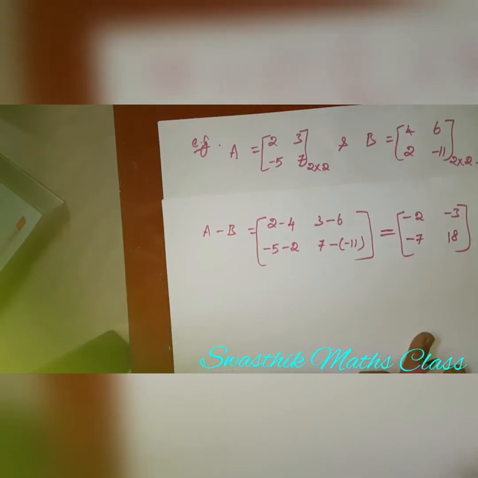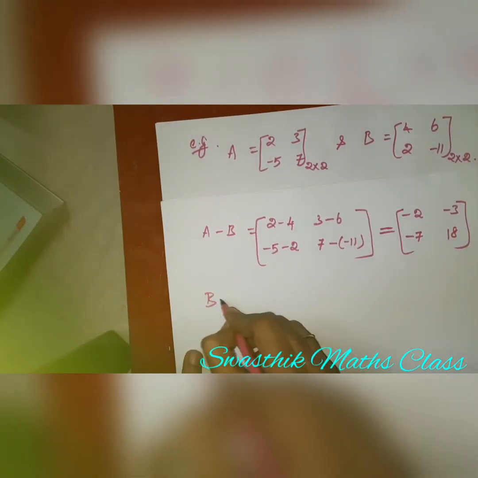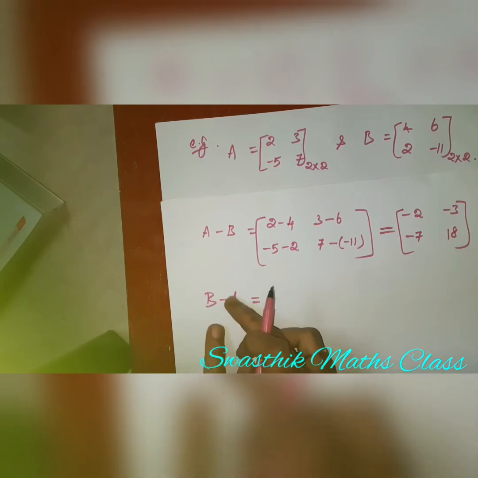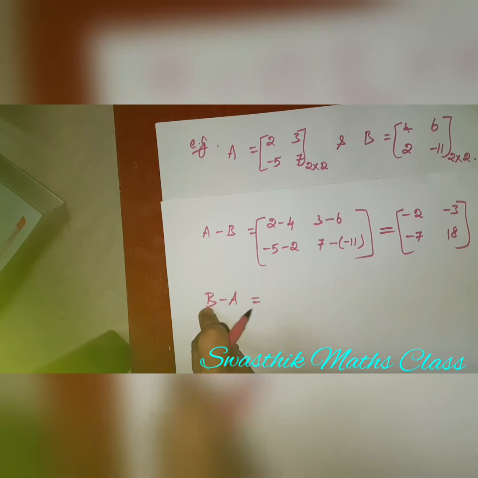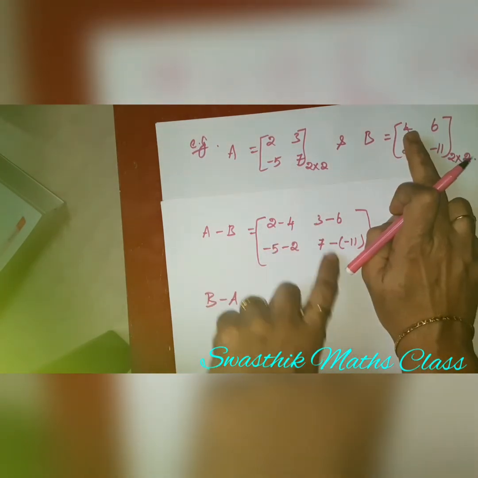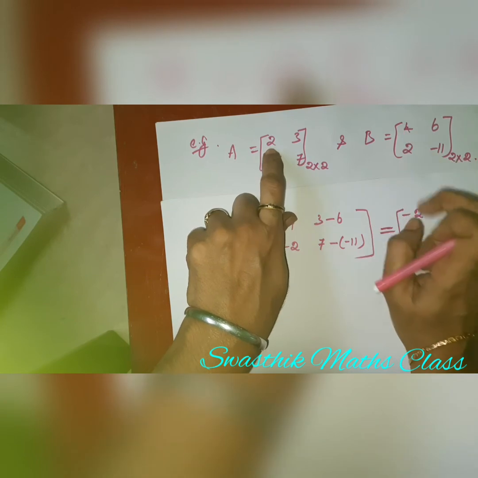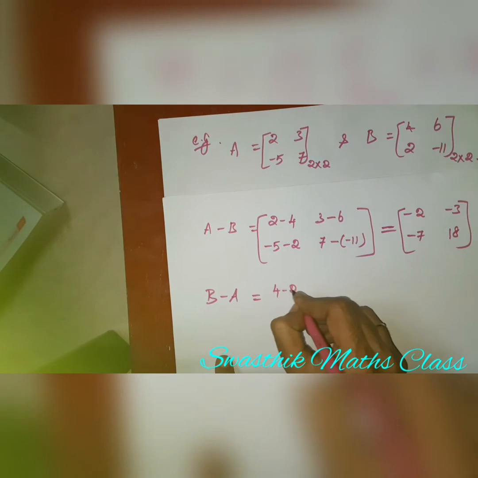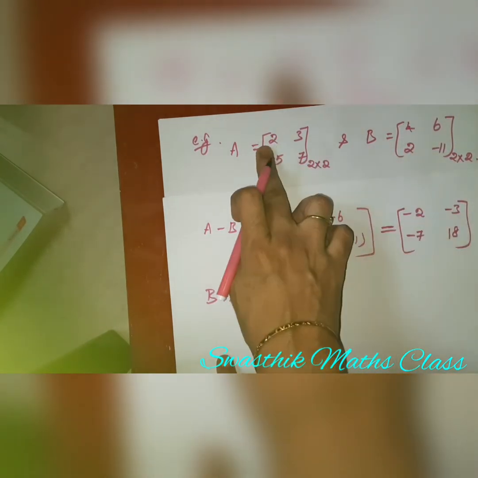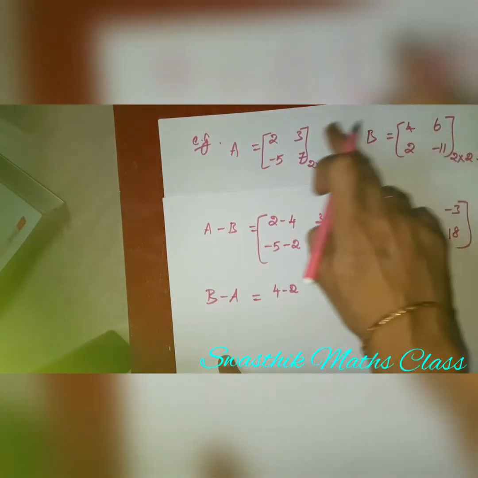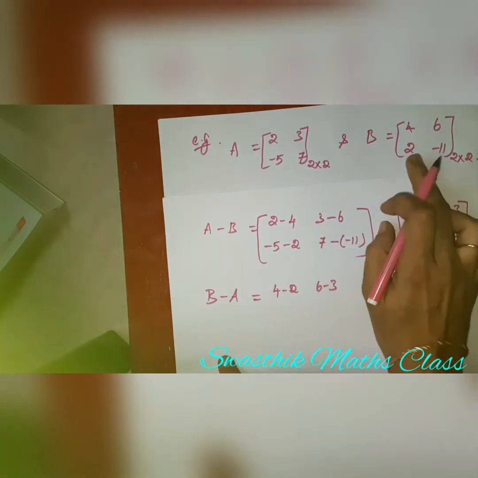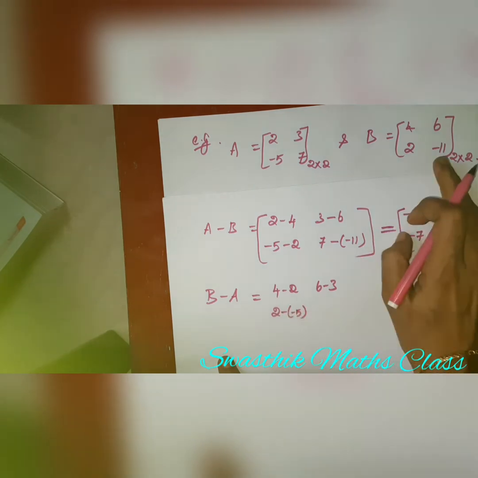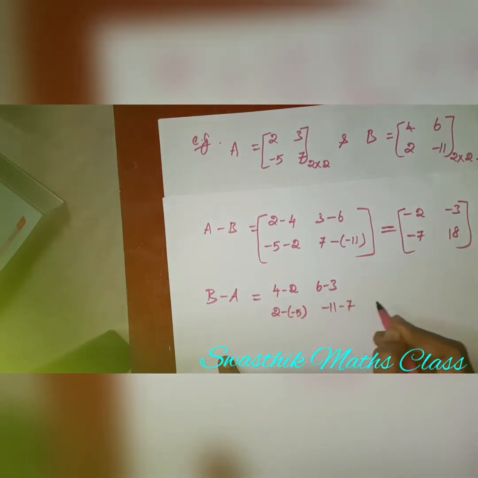In a similar way, shall we find B minus A now? Now we have to subtract the entries of A from the corresponding entries of B, right? So we subtract 2 from 4. The first entry in B minus A will be 4 minus 2. Similarly, the second entry will be 6 minus 3. Next, 2 minus of minus 5. And the last entry is minus 11 minus 7. Right?